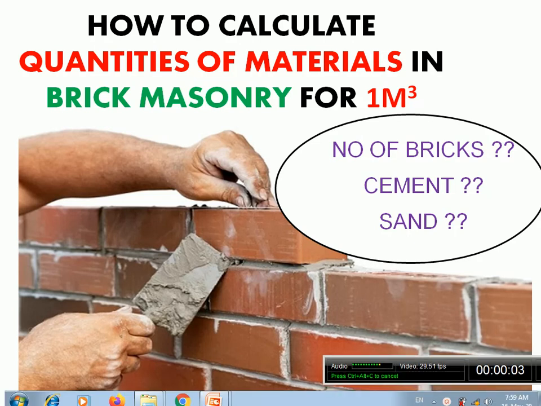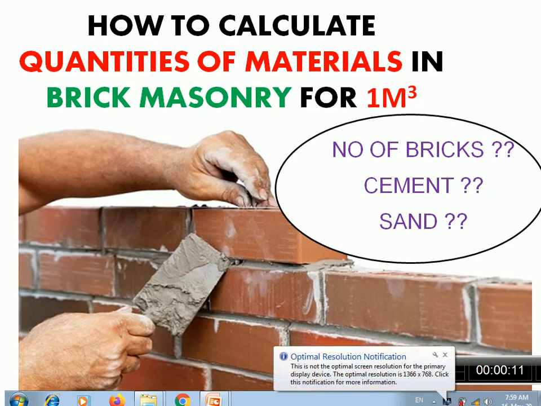Hello everyone, here Keval Patel, and today we are going to learn how to calculate the quantity of material in brick masonry for 1 m cube. That means we are finding the number of bricks, cement bags and quantity of sand.